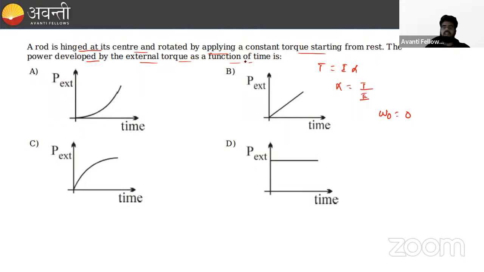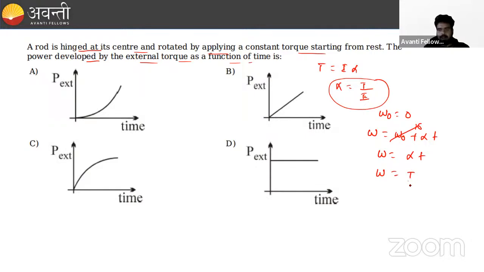The power developed by the external torque as a function of time. Guys, we know that if alpha is constant here, then we can apply the equation omega equal to omega naught plus alpha t. Omega naught is 0 here. Omega can be written as alpha into t. We can say that alpha can be written as nothing but T upon I, into small t. Correct. So here we have to find out which graph is the correct graph.